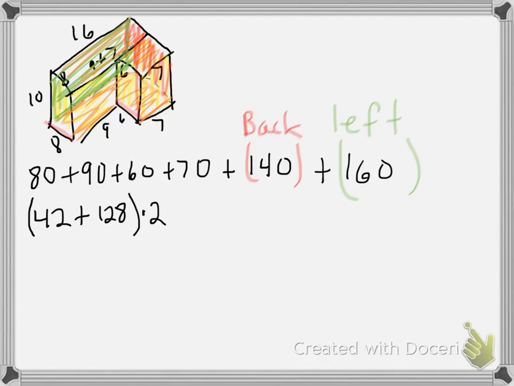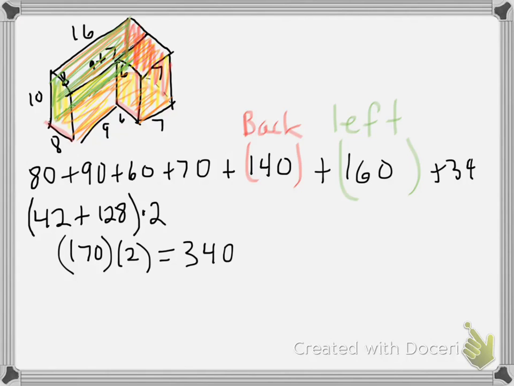Well, we're good to go now. So we have all the shapes. I'll just simplify this. This is 130 plus 40 is 170 times 2, which is 340. So I need to add 340, and this is the top and bottom.